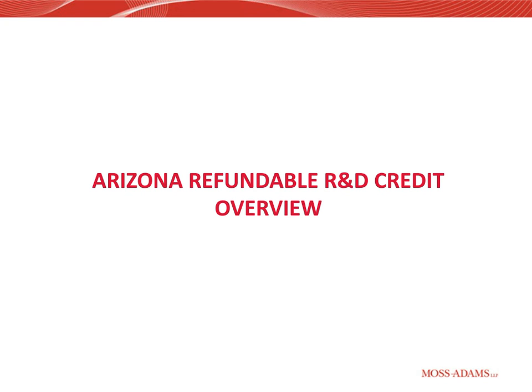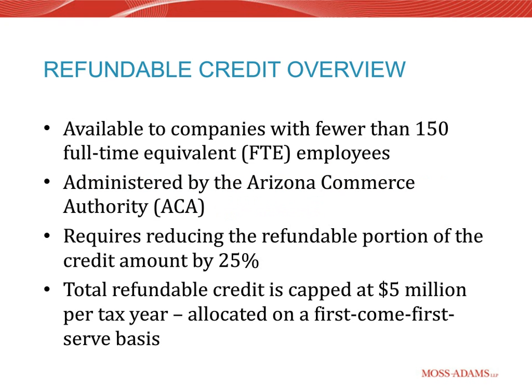So the next slide just shows us a visual representation of how that excess credit can be treated, and that's again the amount of the current year credit that remains after a company has depleted their Arizona tax. And so the first question, or really the only question, is: does the company have fewer than 150 full-time equivalent employees? And if the answer is no.